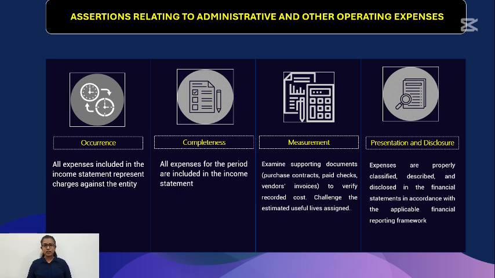Additionally, we verify if these expenses are appropriately classified and disclosed under the presentation and disclosure assertion according to financial reporting standards. By thoroughly applying these assertions, we enhance the reliability of financial statements and uphold stakeholder confidence in the entity's financial integrity. Next, Chamodi will explain the financial position in property, plant and equipment.